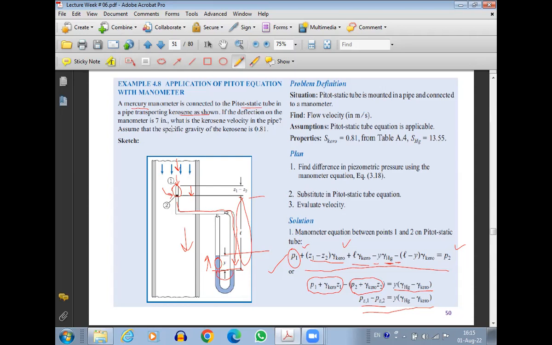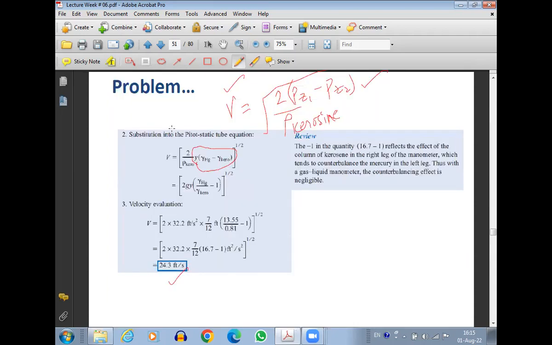Is it clear? Did I answer your question? I don't know. Did you do numericals related to the Pitot static tube in your fluid practicals lab? No.